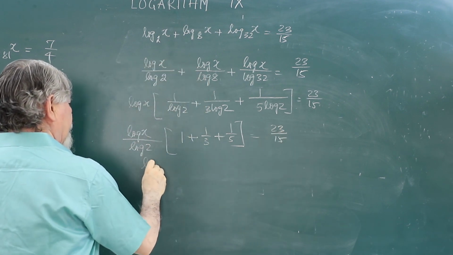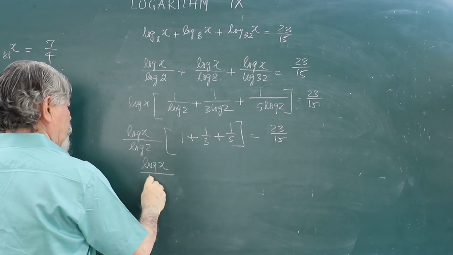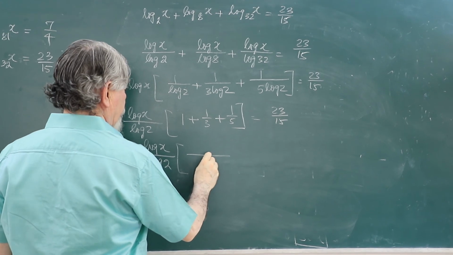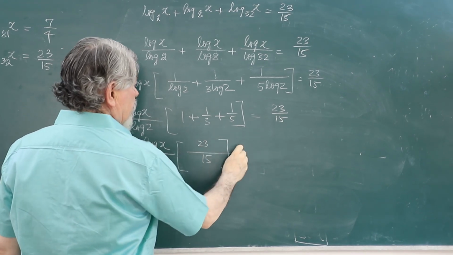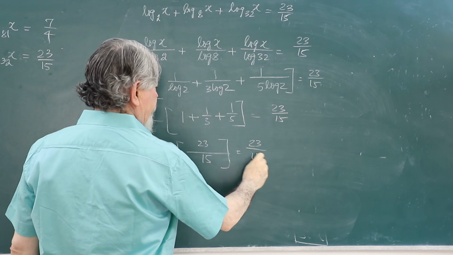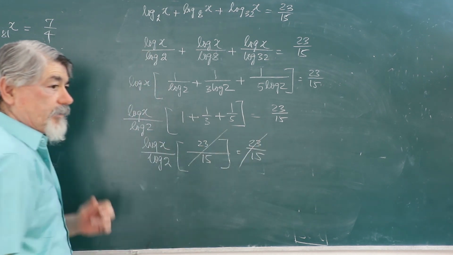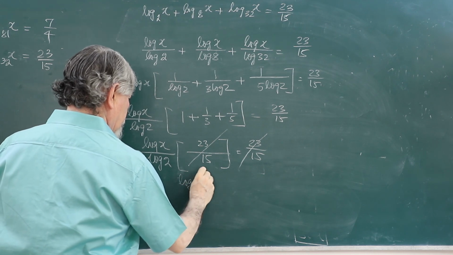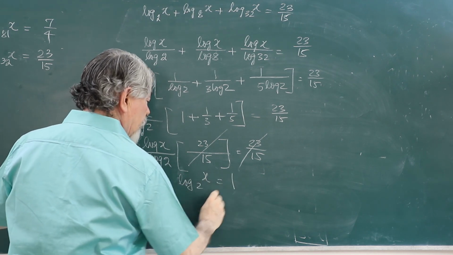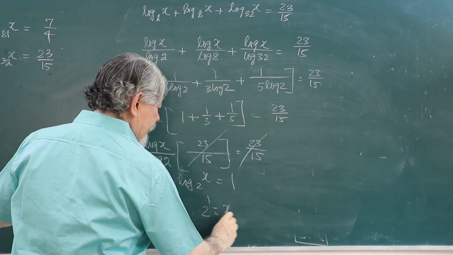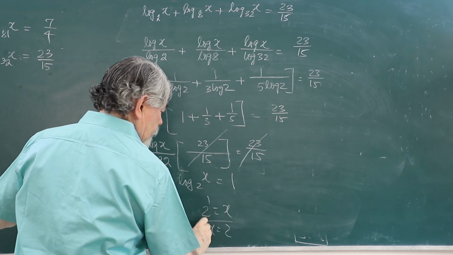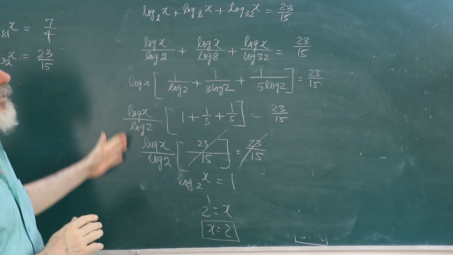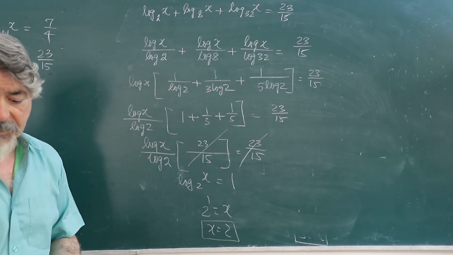So it will become log x upon log 2, and I will get 15, and actually you will get 23 only, is equal to 23 upon 15. So these two will cancel, and you will be getting log x to the base 2 is equal to 1, or 2 to the power 1 is equal to x, or x is equal to 2. That finishes your chapter of logarithms. Practice that and we'll see further.